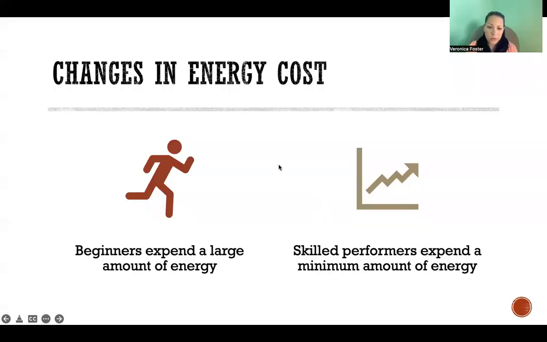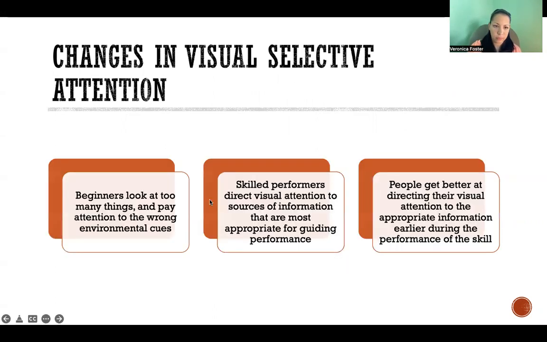Changes in energy costs. So beginners expend a large amount of energy. We're using more muscles than we need to, and we're using them in an inefficient sort of way. We're not taking advantage of gravity and inertia and other things that could decrease the amount of energy that we need to expend on an action. And then as we increase in skill, we expend the minimum amount of energy as we learn to use the other forces and our biomechanics to our advantage.